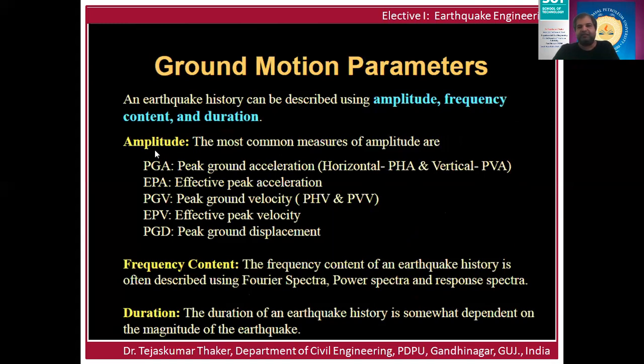In the next lecture, we will see the ground motion parameters, which are also very important. I will just give you a very brief idea. The earthquake history can be described using amplitude, frequency content, and duration. Amplitude can be measured in terms of PGA, EPA, PGV, EPV, PGD, etc. Frequency content is also very important, so we will see the various frequency content parameters like Fourier spectra, power spectra, response spectra, etc. In the same way, we will also see the duration of the earthquake history, how to measure it, and what the different parameters are.